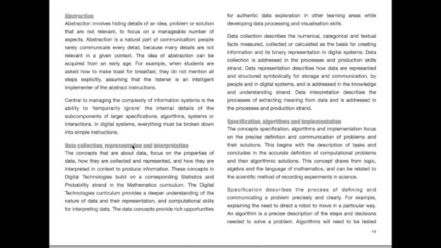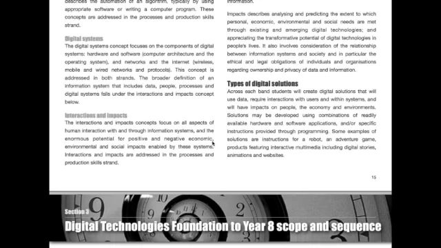So again, the text there goes through and explains those different elements in a bit more detail. You can read through that.